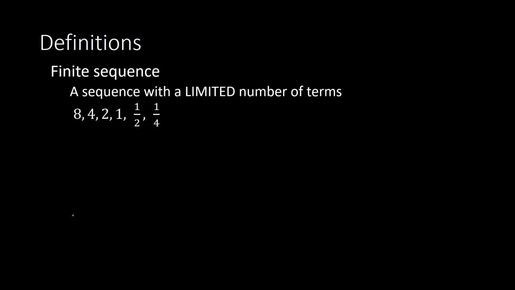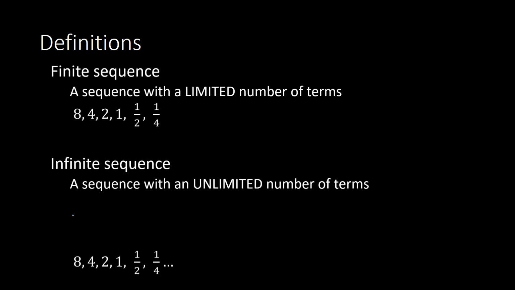That would be finite. And that's as opposed to an infinite sequence, which keeps going on forever and ever. So for example, 8, 4, 2, 1, 1/2, 1/4, and it keeps going, and we can tell it keeps going because of the ellipses right here at the end. These 3 dots means that it's going to keep going forever and ever.